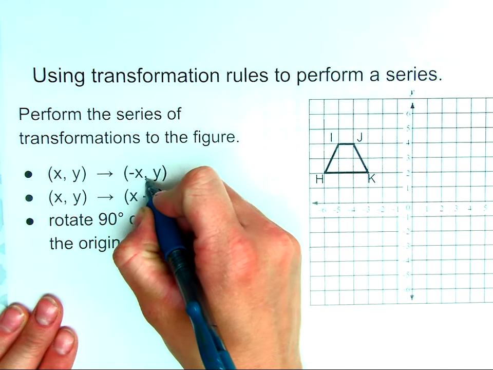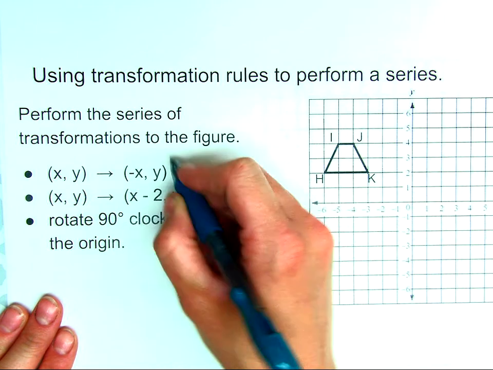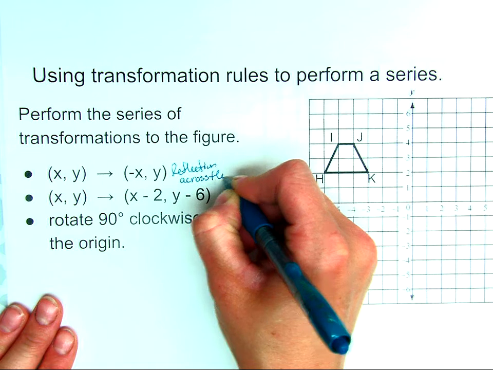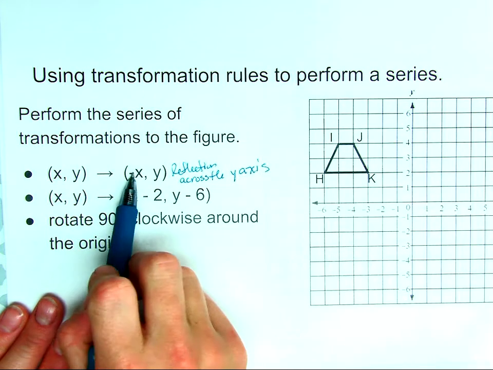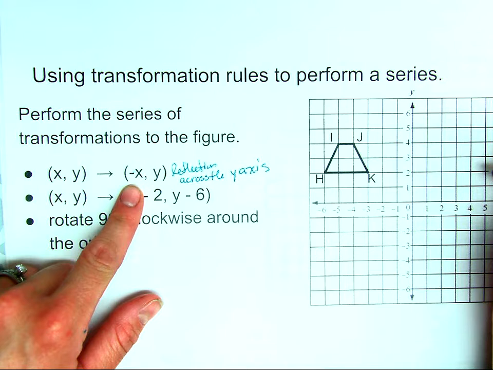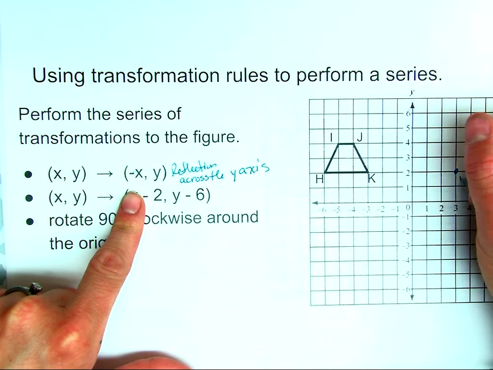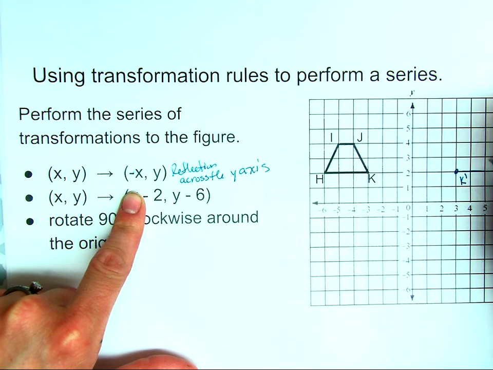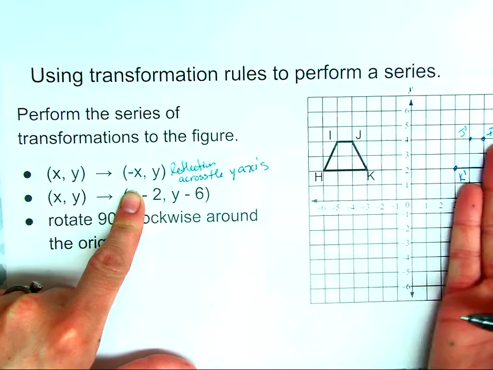So this is a reflection rule. So Y is staying the same, X is changing. So this is a reflection across the Y axis. So remember that this just tells us to reflect across the Y axis, so we're changing our X values. So this K comes over here, K prime, H prime, J prime, I prime. Make sure you flip those coordinates also.